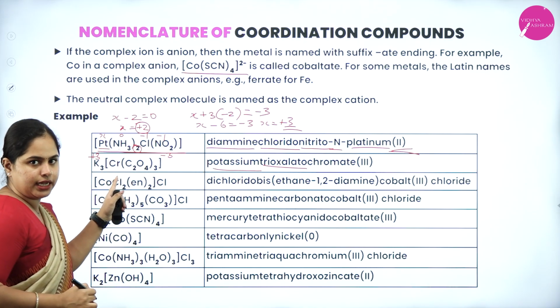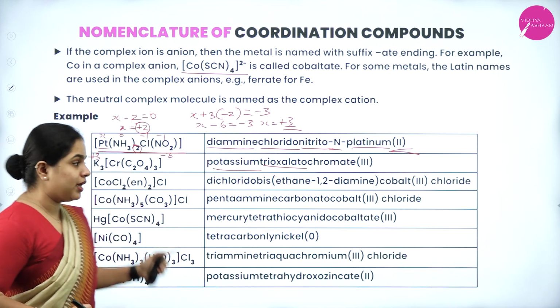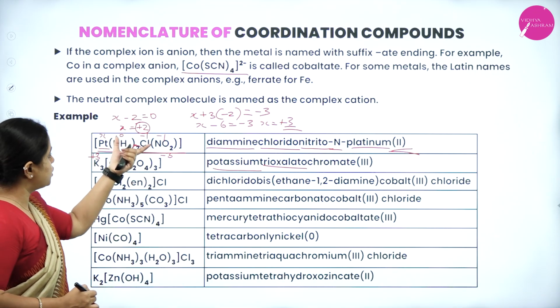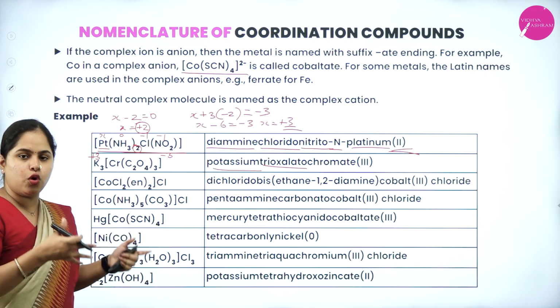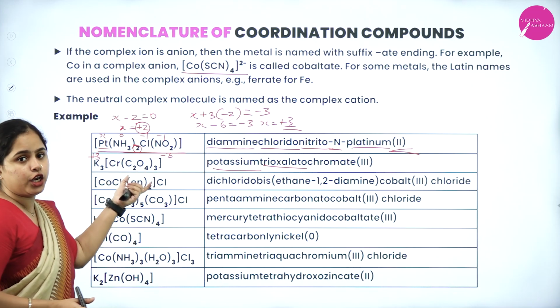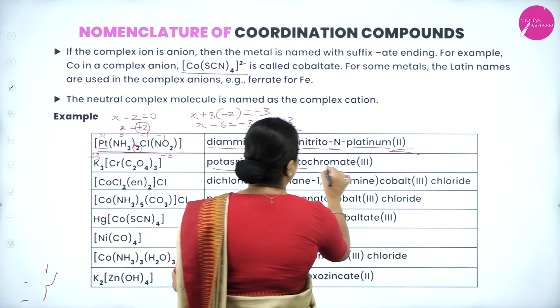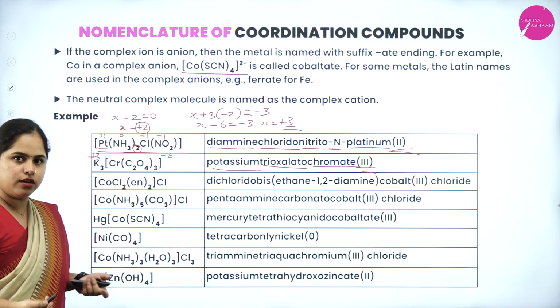We come back to the metal atom, which is chromium. Do we write it as chromium? No, because it is anionic. If it is neutral or cationic, we can write the exact name. If it is chromium, we write chromium. If it is platinum, we write platinum. But it is anionic. So we write it as chromate, not chromium, chromate. And the oxidation number, which we have already calculated, is +3.